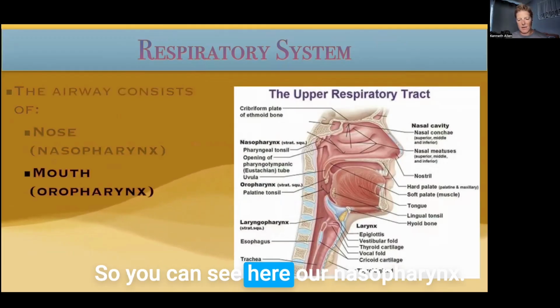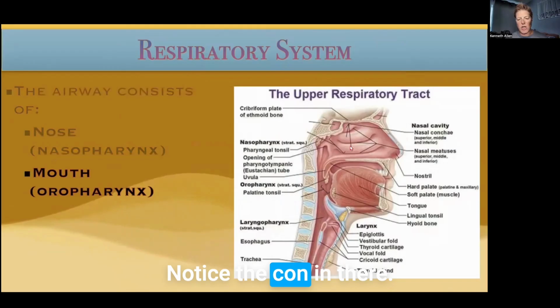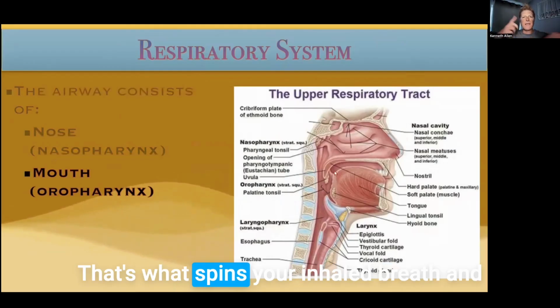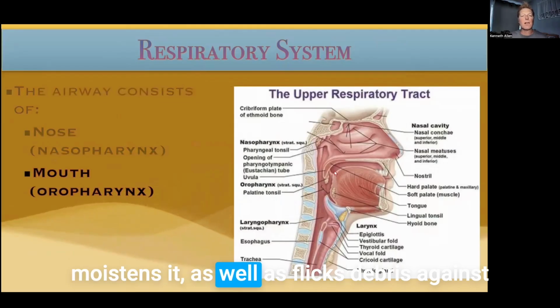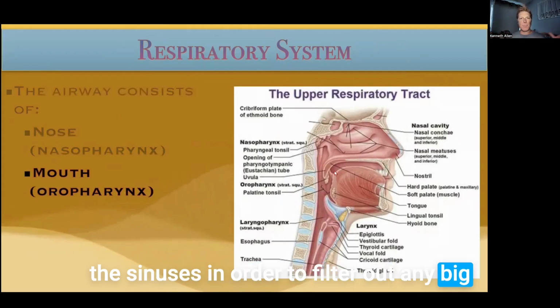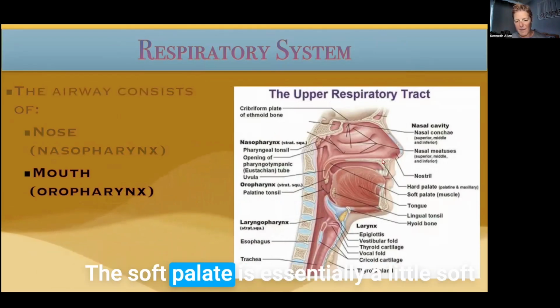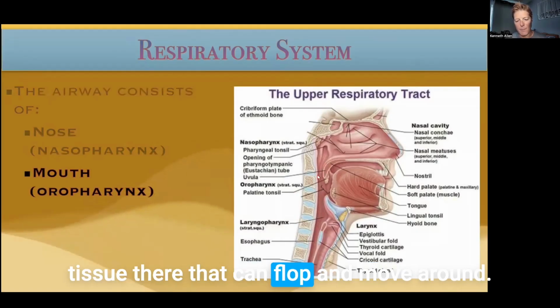So you can see here our nasopharynx. Notice the concha in there. That's what spins your inhaled breath and moistens it, as well as flicks debris against the sinuses in order to filter out any big particulates, dusts, pollens, things of that nature. The soft palate is essentially a little soft tissue there that can flop and move around.